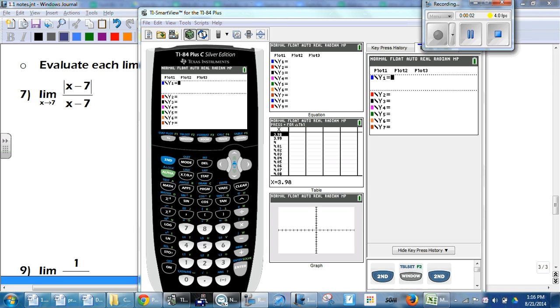Now for 7 and 8, it asks us to evaluate these graphically. I don't expect you to graph these without a calculator for these two. So let's go ahead and put in our y1, this function.